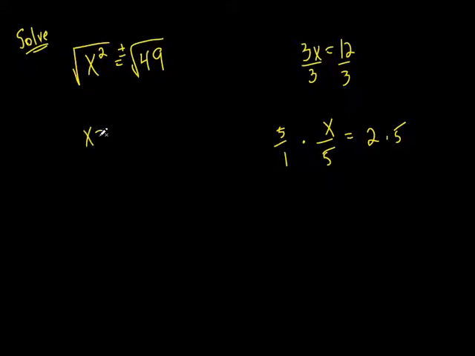Now we can do this. What's plus or minus the square root of 49? It's just plus or minus 7. All right? So that's how you would do that.